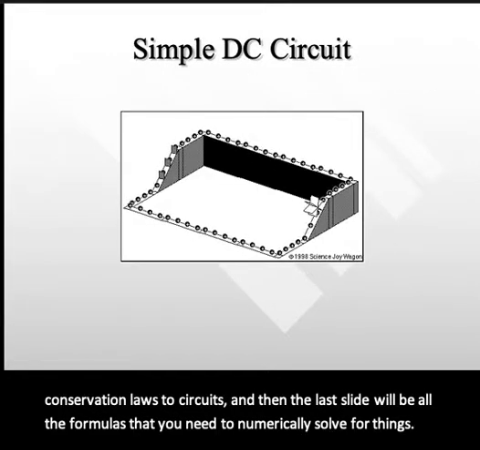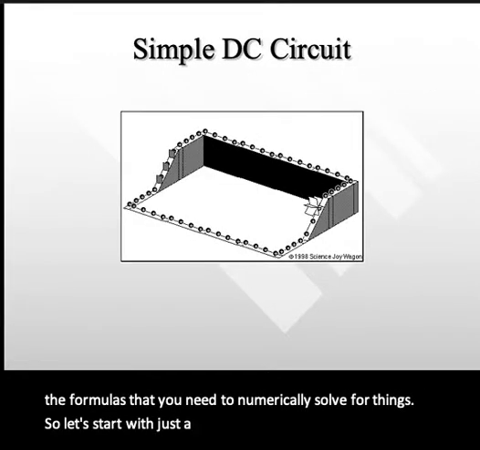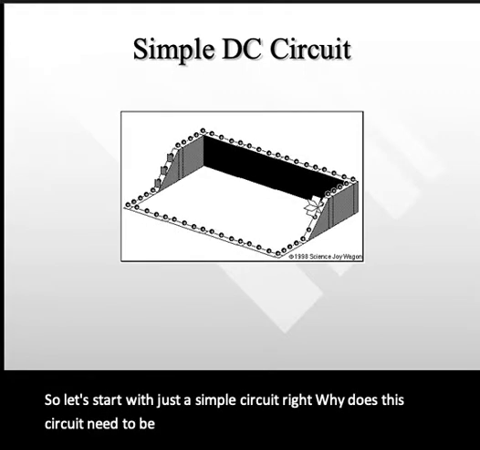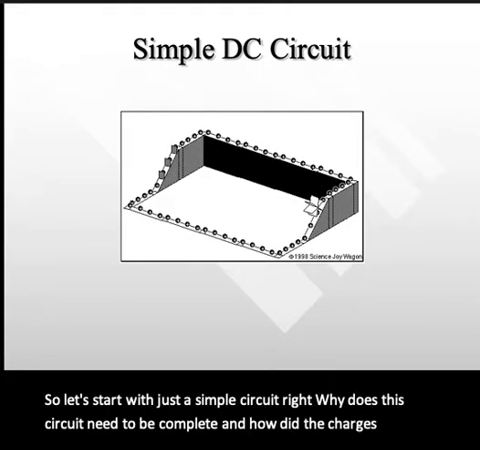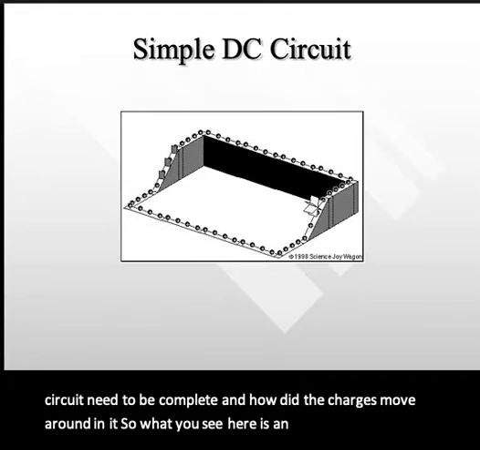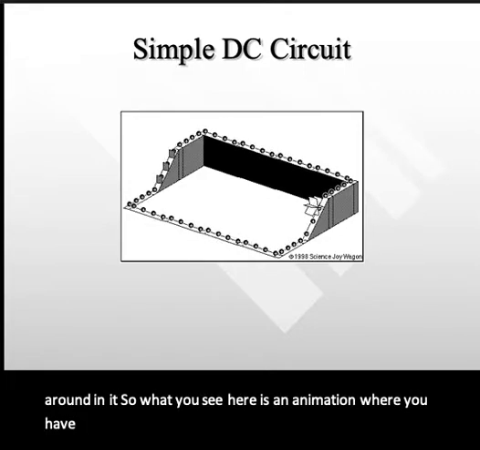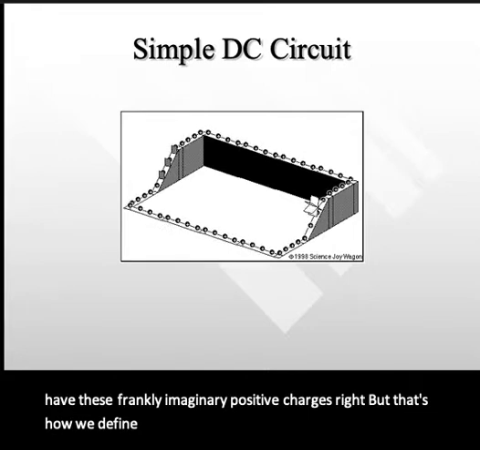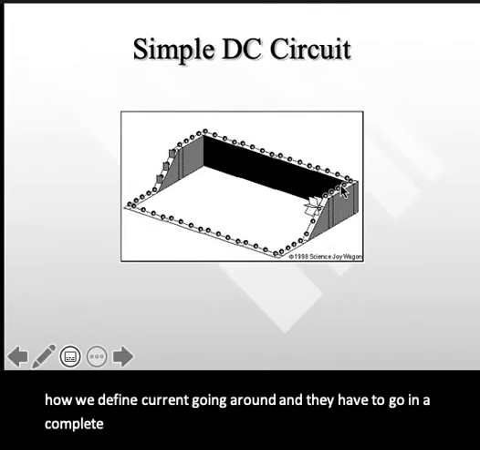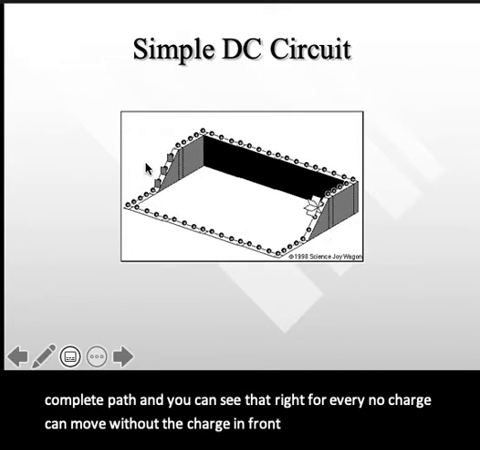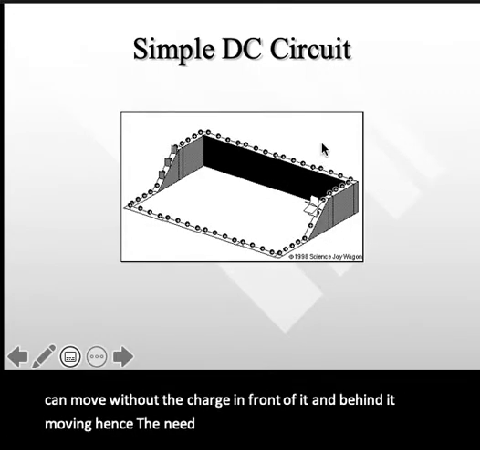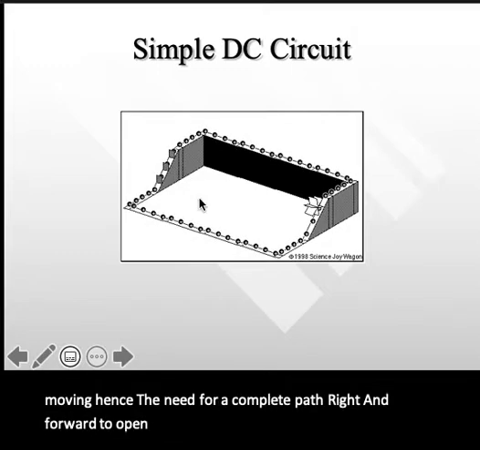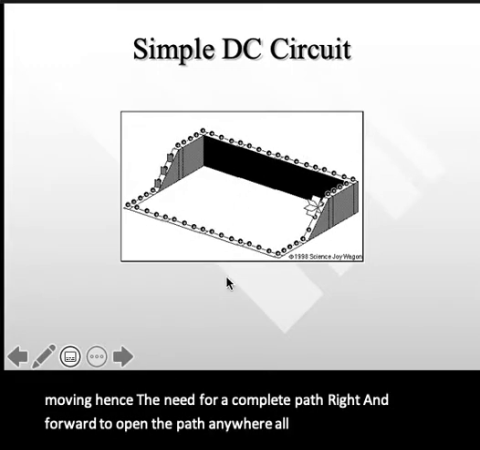So let's start with just a simple circuit, right? Why does the circuit need to be complete, and how do the charges move around in it? So what you see here is an animation where you have these, frankly, imaginary positive charges, right? But that's how we define current. Going around, and they have to go in a complete path, and you can see that, right, no charge can move without the charge in front of it and behind it moving, hence the need for a complete path, right? And if we were to open the path anywhere, all this charge flow would stop all at once.